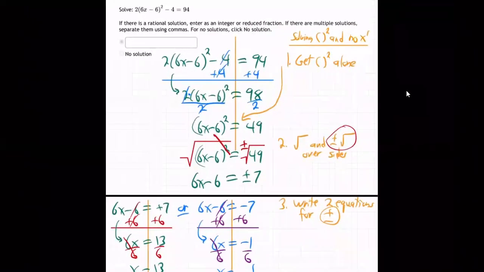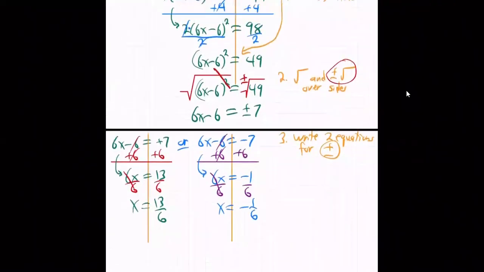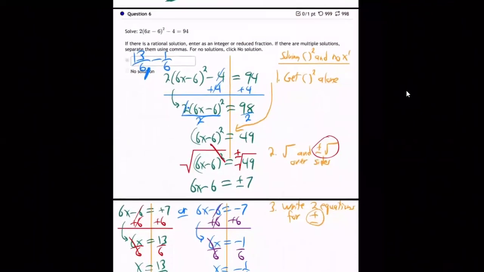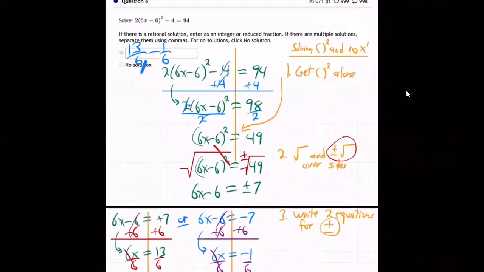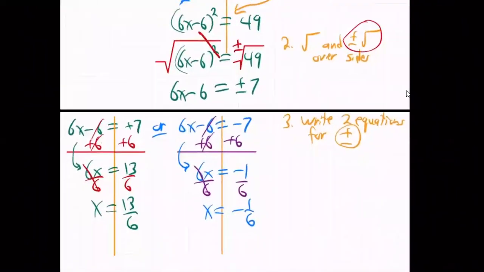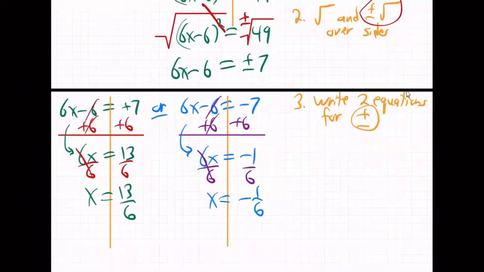So I come up here and write those with a comma. So it's going to be 13/6, comma, -1/6. And you can put the -1/6 first and then the 13/6, it doesn't matter. You just got to put both answers with a comma in between. There are our two answers.